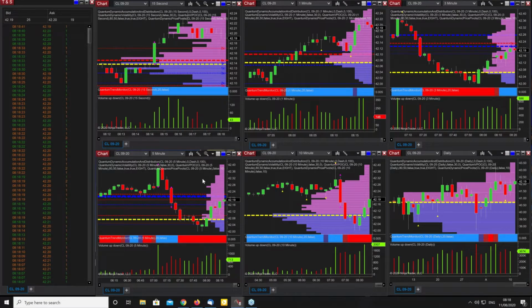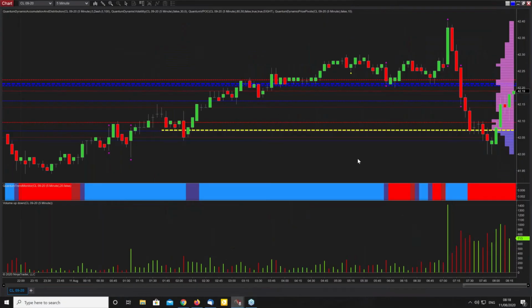I've got a multiple array. I've got 15-second, 1 minute, 3 minutes strung across the top, and 5, 10, and over to the daily on the right-hand side. But really, just what I wanted to highlight was several aspects of this. First of all, this is a 5-minute chart for oil, as I say, September contract.